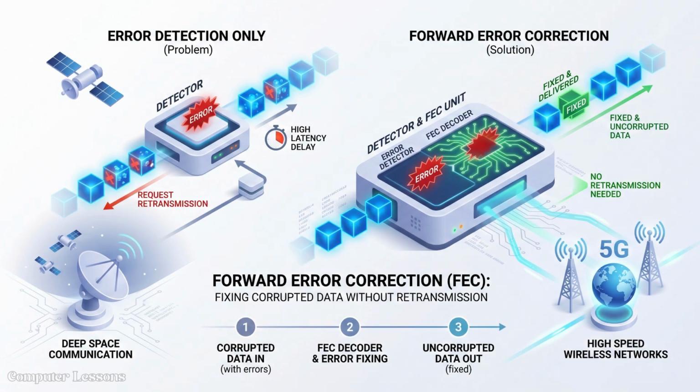Detecting an error is only the first half of the problem for a modern high-speed computer processing unit. Forward error correction allows a system to fix corrupted data without requesting a retransmission of the original signal. This capability is vital for deep space communication and high-speed wireless networks where latency is high.